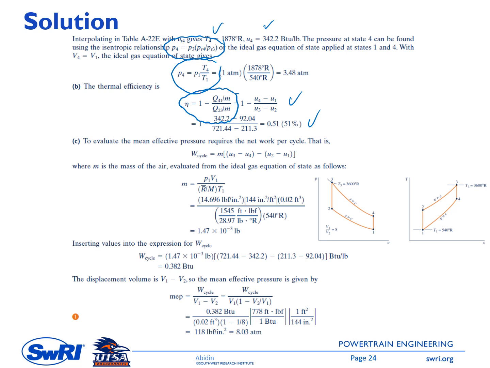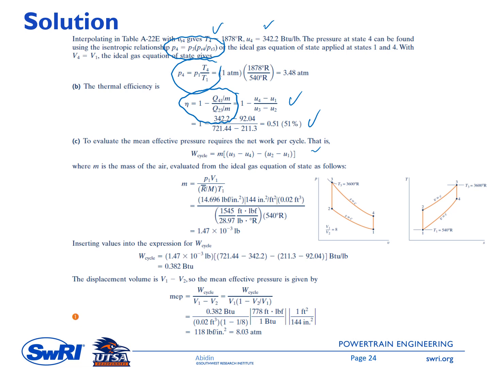And then C is calculating the mean effective pressure here. So first we need to calculate the net cycle work. Okay, so W cycle here is the work produced by the system during the expansion stroke minus the work needed by the system during the compression stroke. So this is m times (U3 minus U4) minus the compression work, which is U2 minus U1.